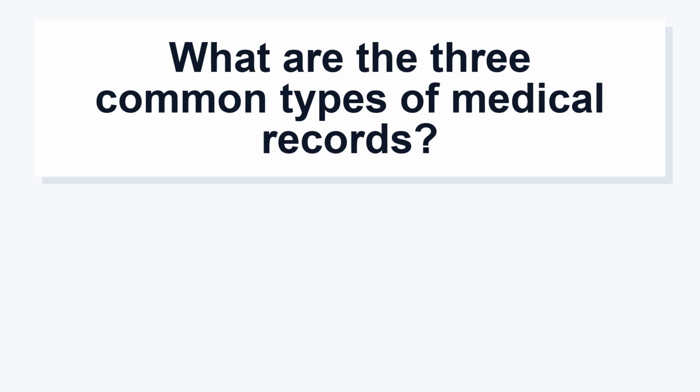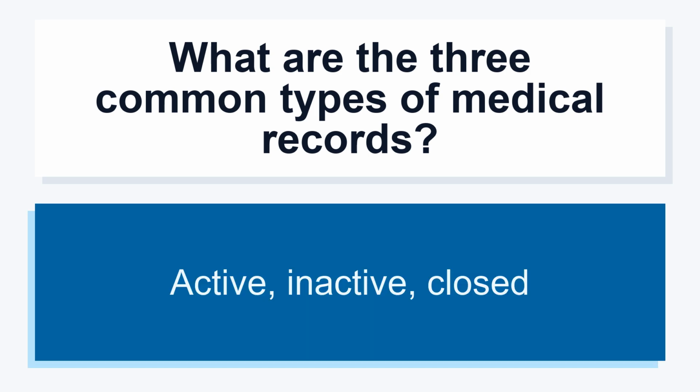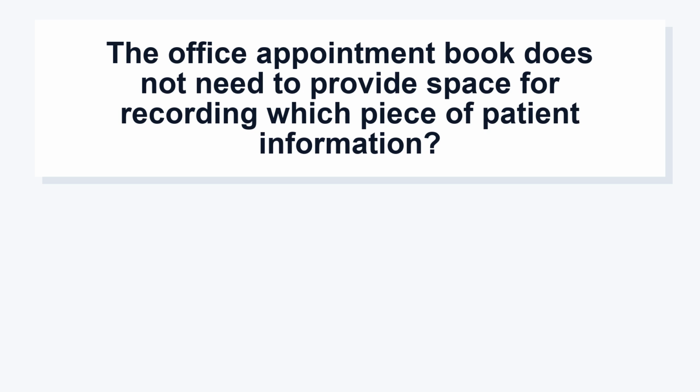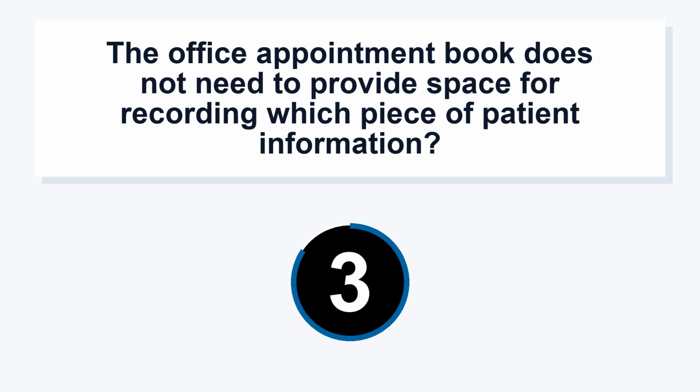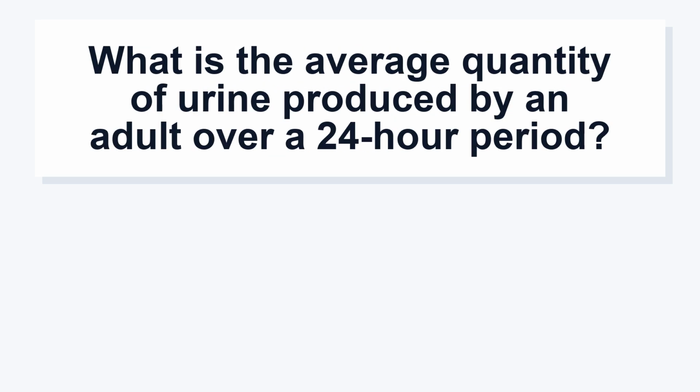What are the 3 common types of medical records? Active, inactive, closed. The office appointment book does not need to provide space for recording which piece of patient information? Patient's address. What is the average quantity of urine produced by an adult over a 24-hour period?